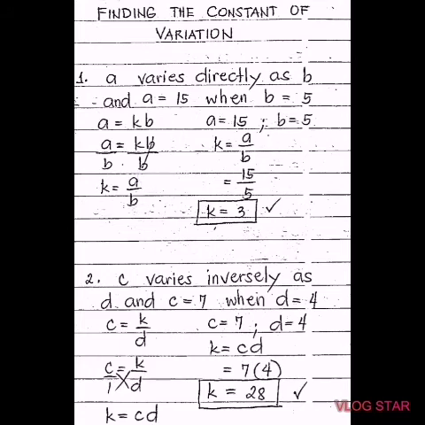Okay, going back with the problem number 2, ito na yung nakuha nating constant, which is K equals CD. Now, i-substitute na natin to sa value ng C at saka D base dito sa given natin. So, ang C ay 7, ang D ay 4. So, using the formula for the constant CD, substitute C which is equal to 7 and D which is equal to 4. So, 7 times 4 is 28. Therefore, ito na ang value ng constant natin which is 28.